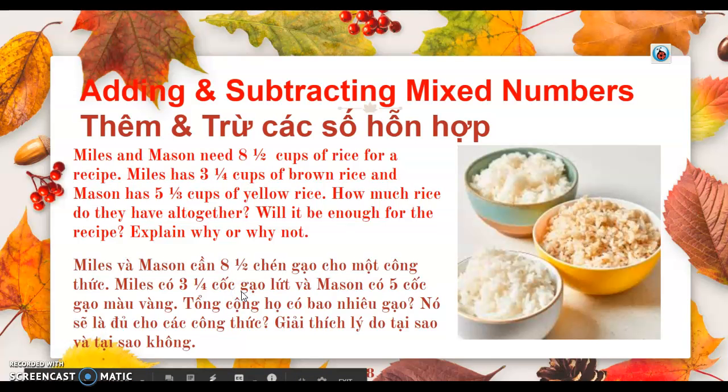All right, I would like for you to try this problem. Miles and Mason need 8.5 cups of rice for a recipe. Miles has 3 1/4 cups of brown rice, and Mason has 5 1/3 cups of yellow rice. How much rice do they have altogether? Will it be enough for the recipe? Explain why or why not.